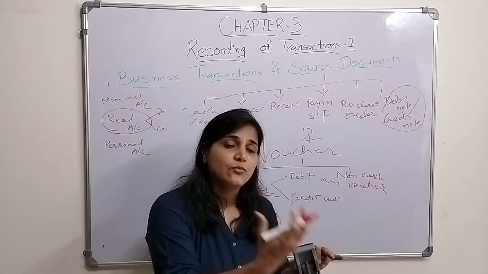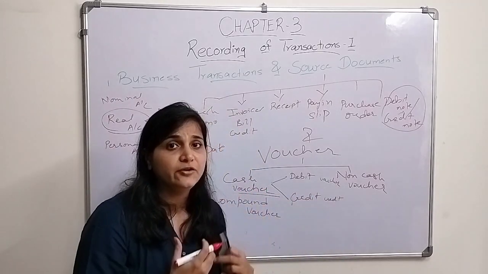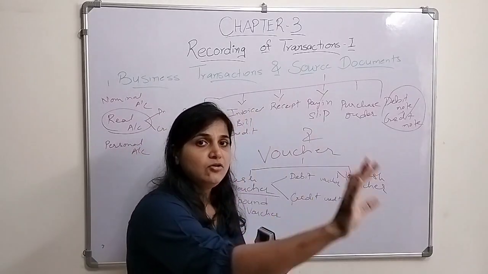When cash is debited, somebody is giving me money, the firm is receiving money, because cash comes into the business. And when the cash account is credited, cash goes out of the business.